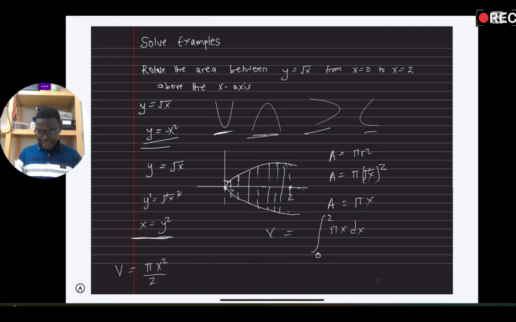Is that okay? So in such cases, we have the limit from 0 to 2. And it's just a matter of putting everything inside. So when I do this, I'm going to get pi out. I'm going to get 2 squared over 2, right? And then minus 0 over 2 as well. That is 0 squared over 2.